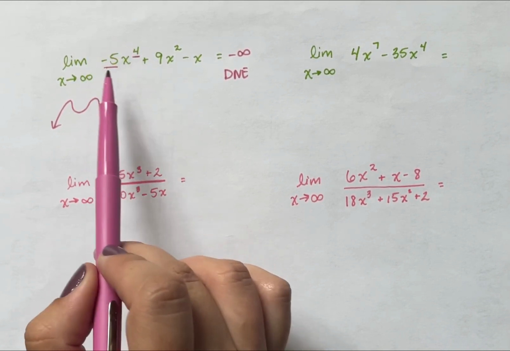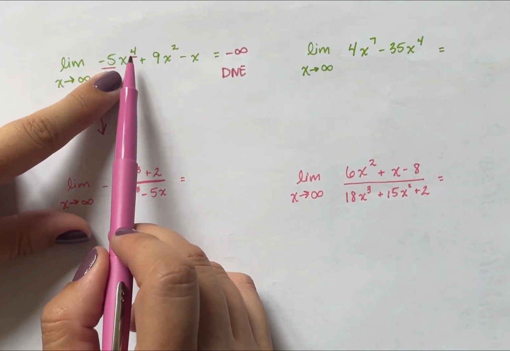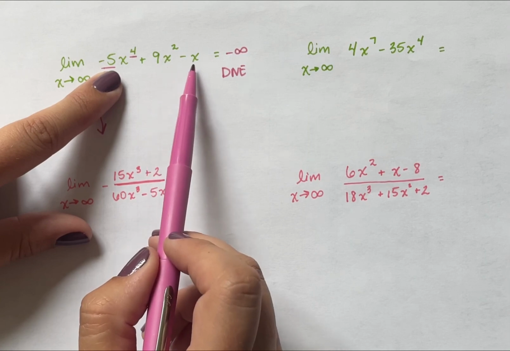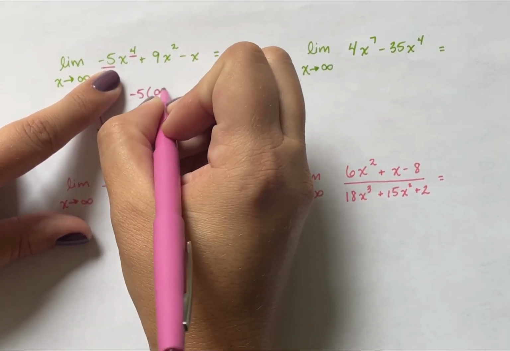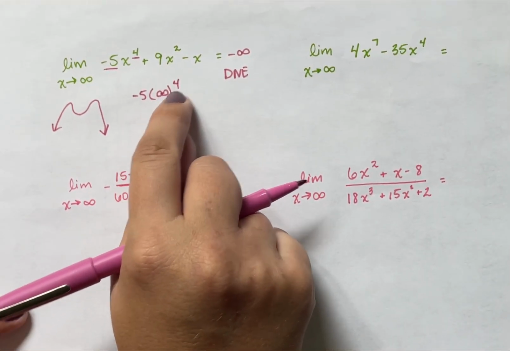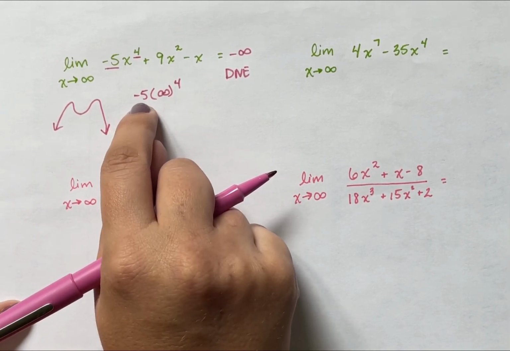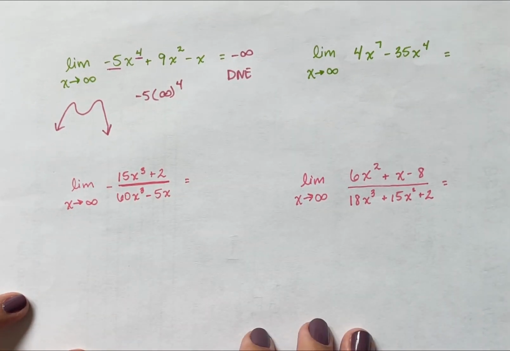I could also have thought about this by plugging in infinity. The first term is what really matters the most because infinity to the fourth will have a greater impact than infinity squared or infinity to the first power. So if I think about having -5 times infinity to the fourth power, this infinity to the fourth is giving me some huge value, and then multiplied by -5 means it's becoming negative, so toward negative infinity.